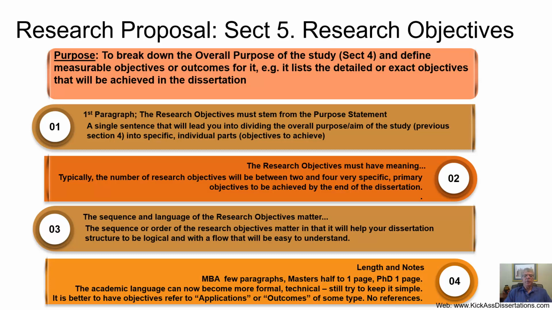Another tip that I want to give to you is that it's better to have objectives refer to applications or outcomes of some type. This will help you to make the objectives specific and measurable. If you think about it, what can you do with that outcome? Or what will you do with it? What will it achieve? So make sure that there's a specific application or specific outcome for each of these objectives, and you really need to avoid waffling or being vague or anything like that. You have to be very specific with this.